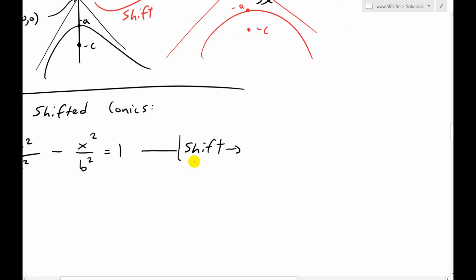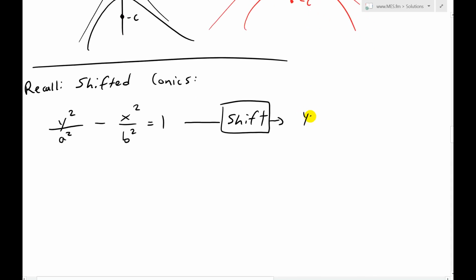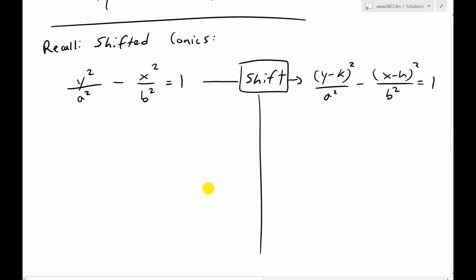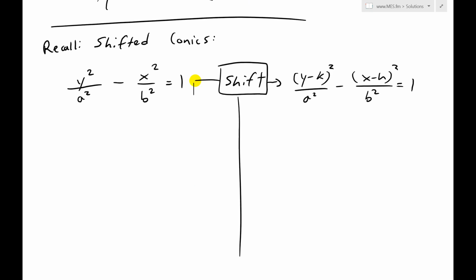I'll just write this like this. So we shift this, the new formula is going to be y minus k, y minus k, like that, over a squared, and then x minus h squared over b squared equals 1, like that. So when we shift all this, what we end up getting here is, let's just write for each of the terms.